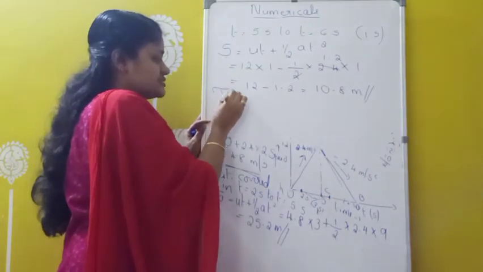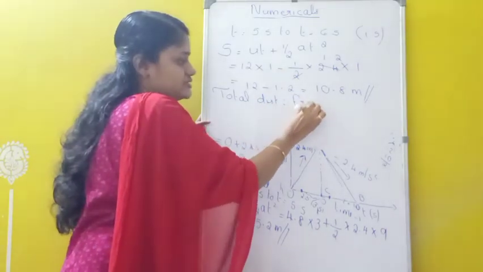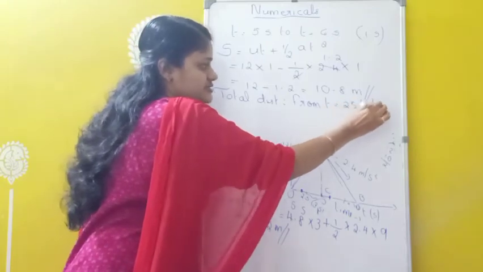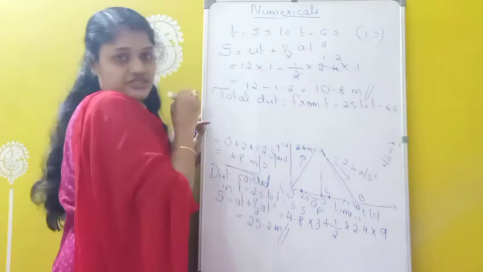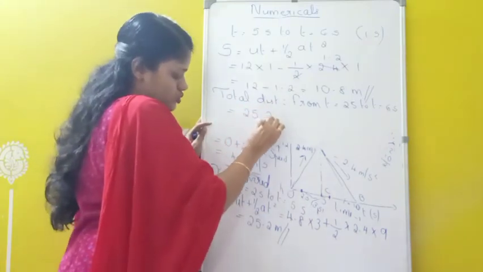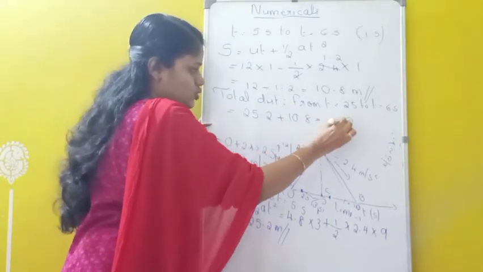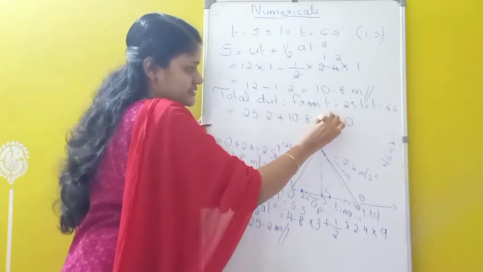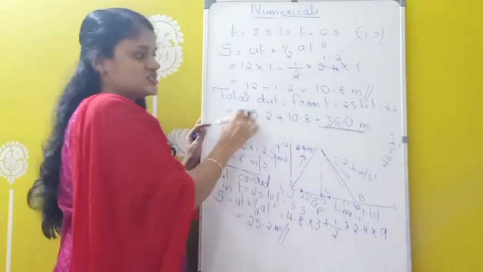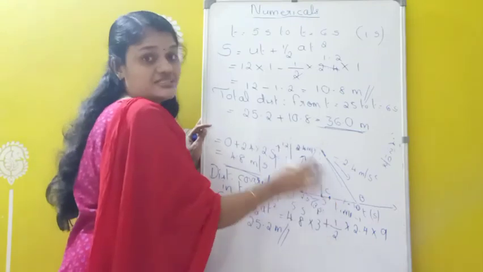So the total distance covered from t equals 2 seconds to t equals 6 seconds, we have to add these two: 25.2 plus 10.8. So you will get 0, then 6, 36. You will get 36 meters. This 36 meter is the distance travelled by the particle in the time interval of 2 seconds to t equals 6 seconds.